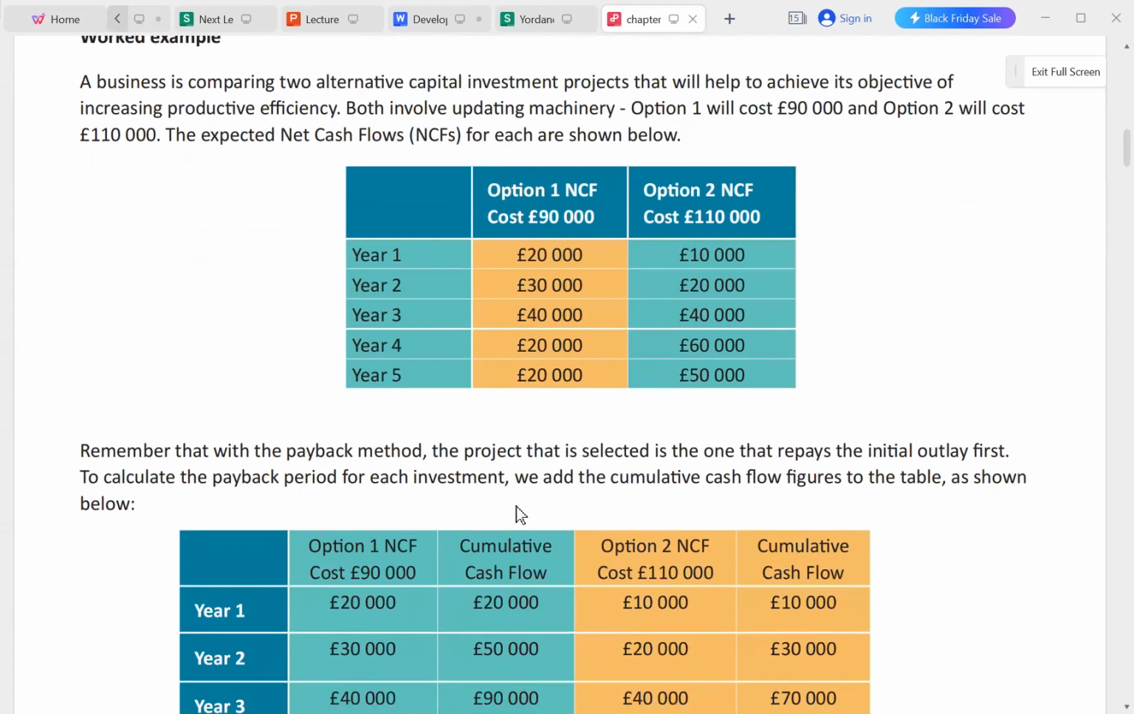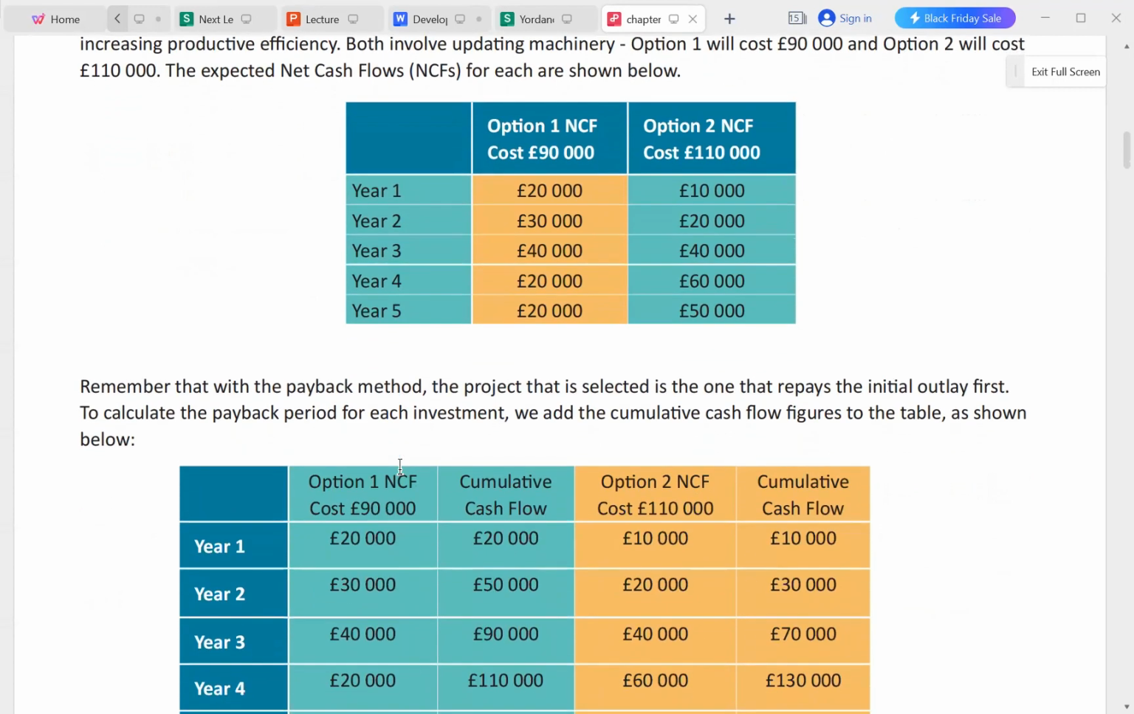So let's see why we are comparing these two options. Remember that with the payback period, the project that is selected is the one that repays the initial outlay first. So we are comparing which investment pays back first, the 90,000 investment or the 110,000 investment.